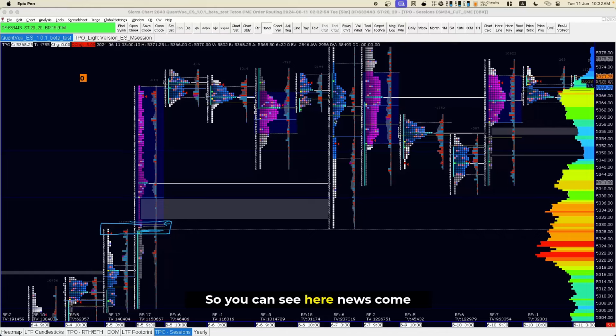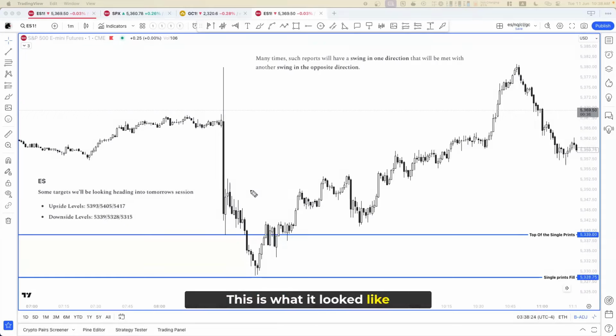So you can see here news comes in, the market breaks, bounces initially off of these highs right here, and then finds continuation. We will see this on the candlesticks, how it bounced off of the first pivot, but then it found acceptance, and the continuation was to look towards the other side of the single prints, okay? And it retraced it all back towards this single print. This is what it looked like in the candlestick format. This is the 1 minute.